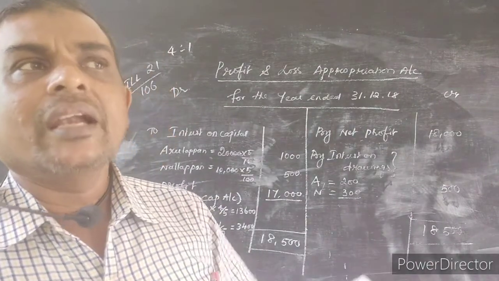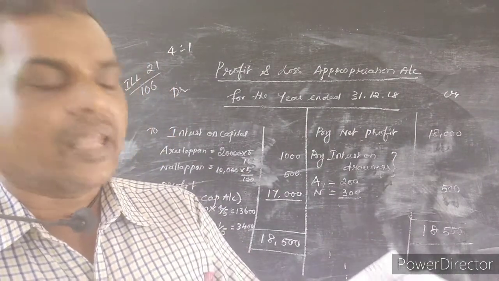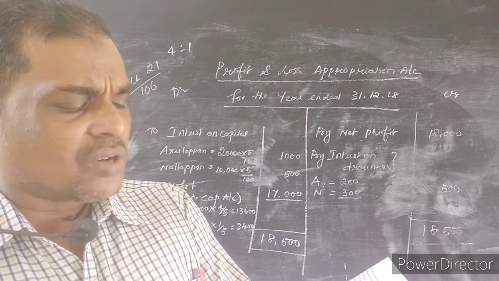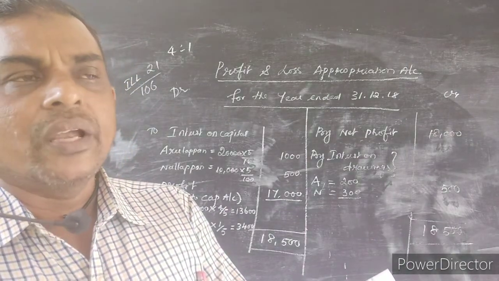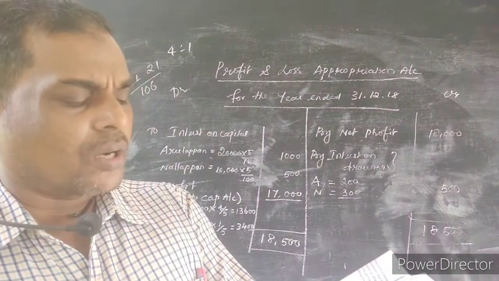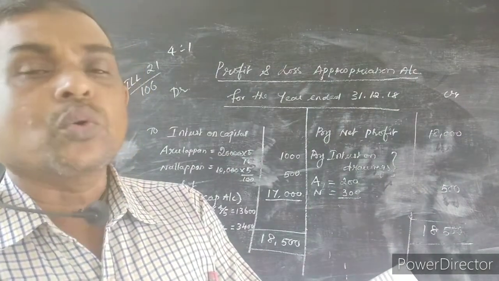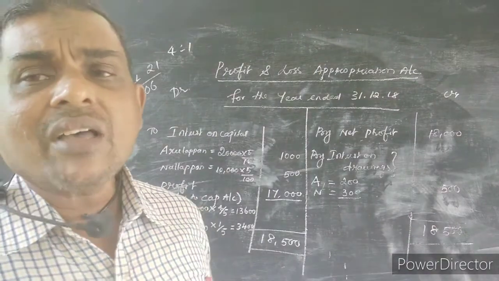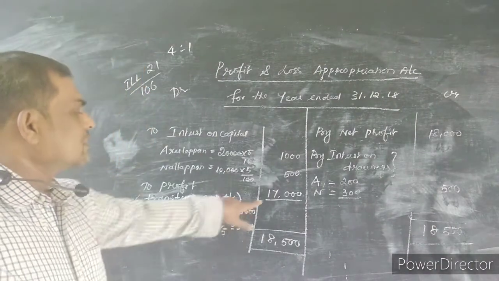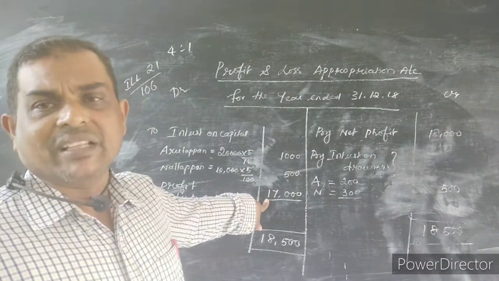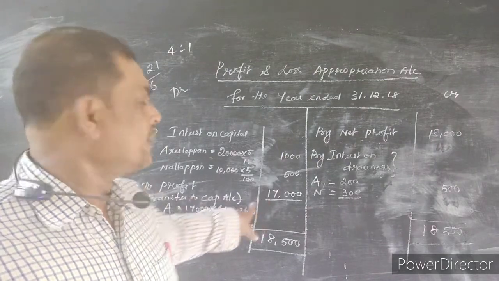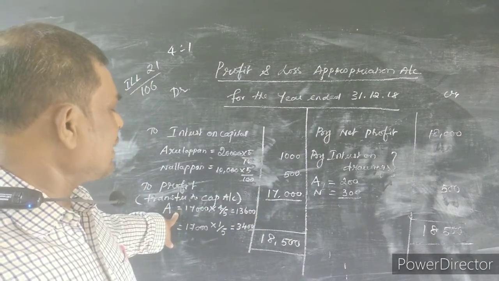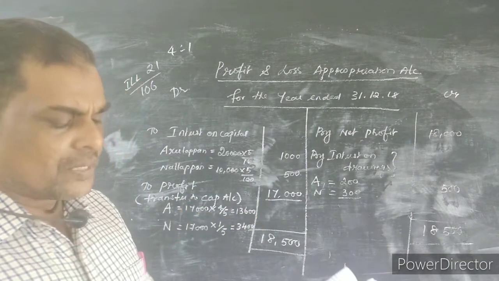What is the next entry? Transfer entry. So in the adjusting entry, interest on drawings was credited. Now it has to be debited. So interest on drawings account debtor to profit and loss appropriation account. How much? 500, 500. The last entry is we got 17,000 profit. 17,000 profit. That profit will be transferred to whose capital? Yes, Arulappan capital and then Nallasami's capital.